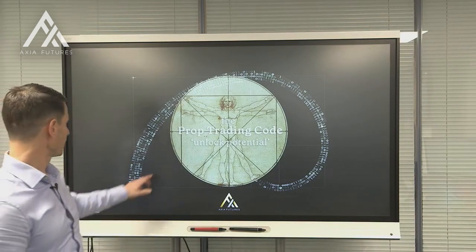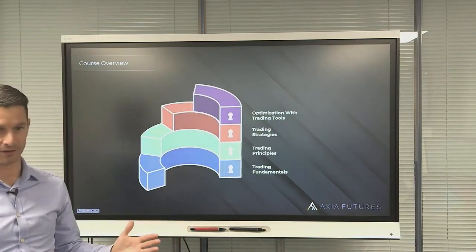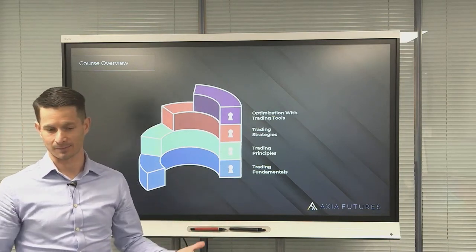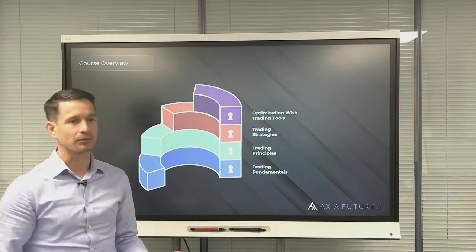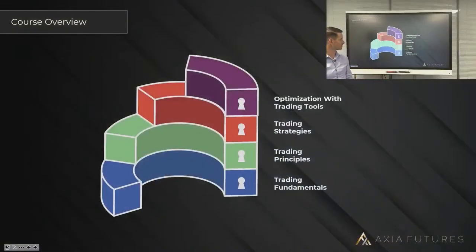So that's kind of what the prop trading code is. It is building those trading fundamentals, ensuring you understand basic concepts. Sometimes traders don't even understand simple things like liquidity and volatility and context and how that all impacts each other. It then moves on to trading principles like the foundational pyramid we've been dealing with, then gets to the trading strategies and then finishes off with the optimization with tools.